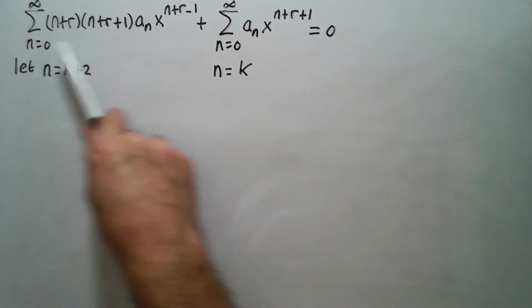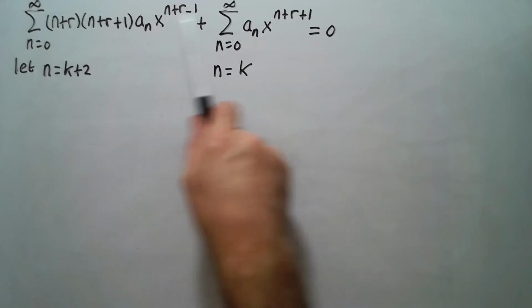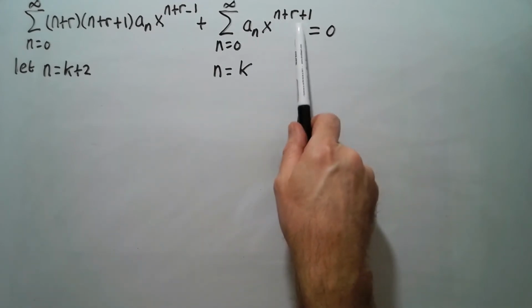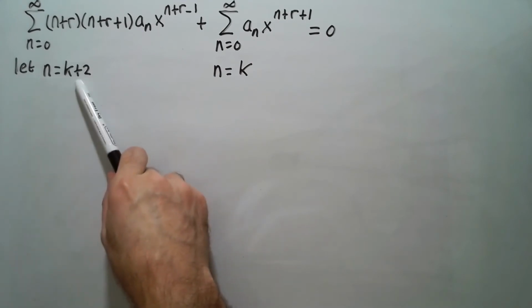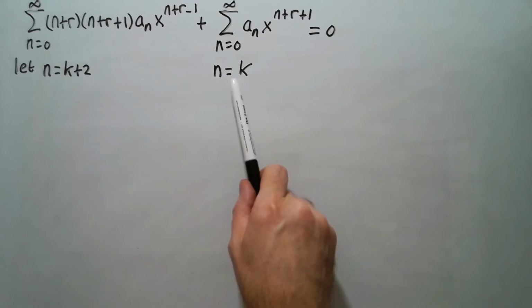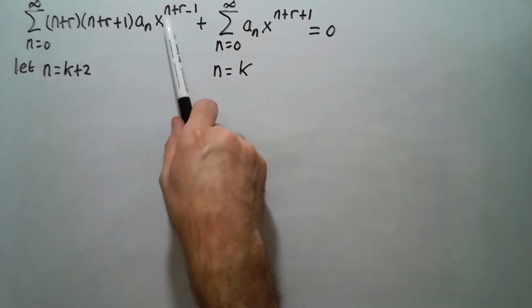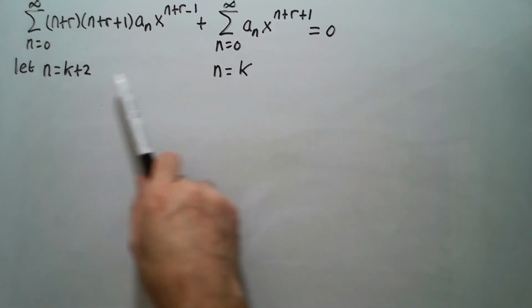Okay, so here's what we have. Now we need to get the powers on the x to be the same. So I'm going to change the indices here and let n equal k plus 2. That'll lift this one up 2. And over here I'm going to let n equal k. So doing that, they'll have the same powers on the x's. So let's make that substitution.